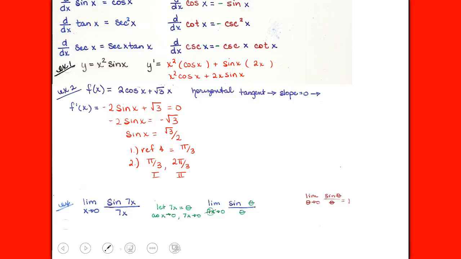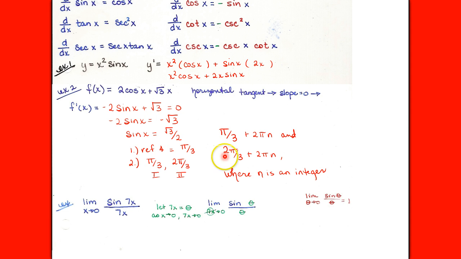Now, if they just asked me to give answers between 0 and 2 pi, then those would be my only 2 answers. If they say give all possible answers on the face of the earth, then remember all we have to do is take those 2 answers that we just found, pi over 3 and 2 pi over 3, and just tack on to them plus 2 pi n. And that goes back to the idea of coterminals. Remember that you can add or subtract 2 pi to find coterminals, right?